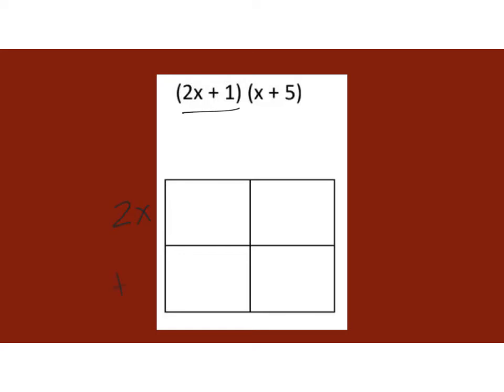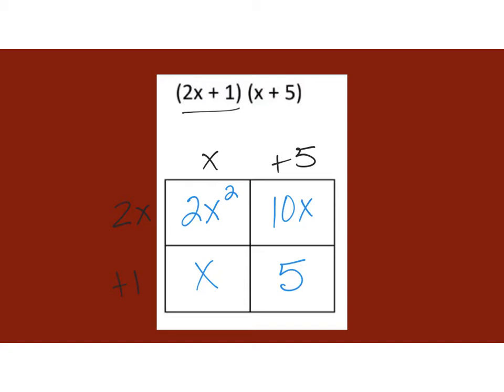So we have 2x and then plus 1. I'm going to put x and plus 5 here. So that means I'm going to multiply what I have. So 2x times x becomes 2x squared. And then 1 times x is just x right here. On the upper right-hand corner, we have 2x times 5, which gives us 10x. In the bottom right-hand corner, we have 5 times 1, which is 5.